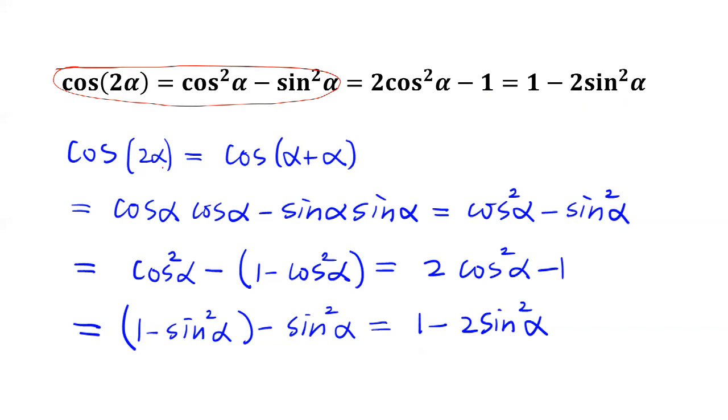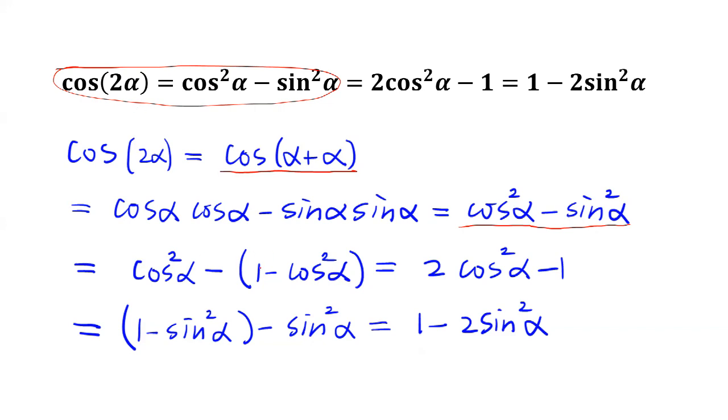So cosine 2 alpha is just cosine alpha plus alpha, right? And we have already proved that the cosine of the sum of two angles is cosine first angle, cosine second angle, minus sine first angle, sine second angle, right? And this is actually cosine alpha squared minus sine alpha squared. So the first expression has been proved to be a trigonometric identity.